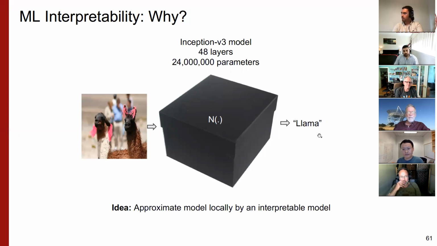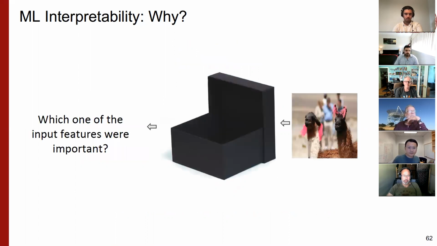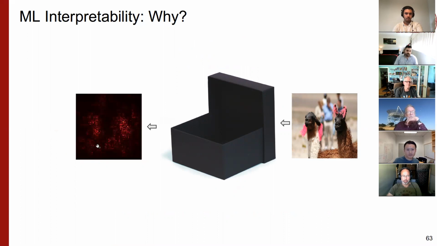Existing methods basically work based on the idea that this model is very complex and we cannot explain it, but locally we try to approximate it with, let's say, a linear model, a more interpretable model, and try to interpret the model just locally. So what kind of why questions can we ask? The first one is which of the input features is very important. I have this image, where does the model look to say it's a llama? And you get answers like this. It's a saliency map that says these parts are important. And when you look at the original image, it makes sense, it's looking at the llama.